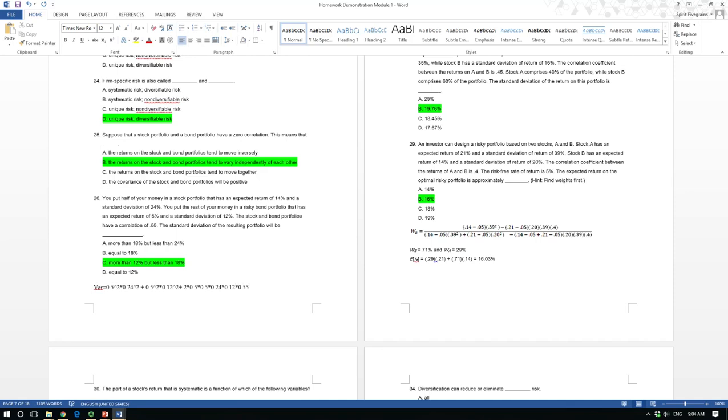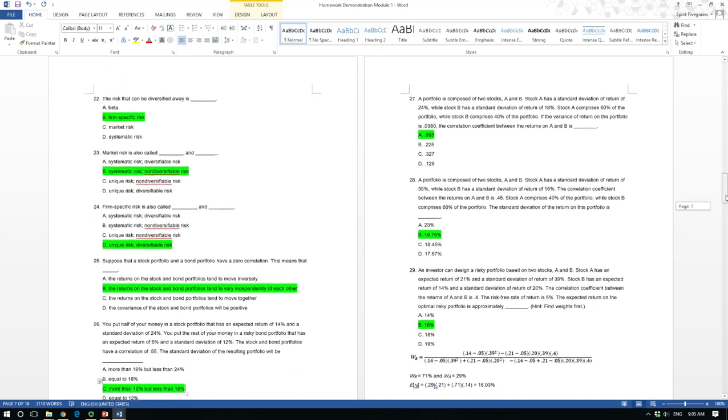And once you get a variance, do not forget to take the standard deviation, which is the square root of this variance, raised to the power of 0.5. And you will find the answer falls somewhere between 12% and 18%. So that's why C is correct. So here, do not take a guess. Simply do the calculation. When you do the calculation, do it slowly and carefully. And once you get a variance, please take the square root to get its standard deviation.